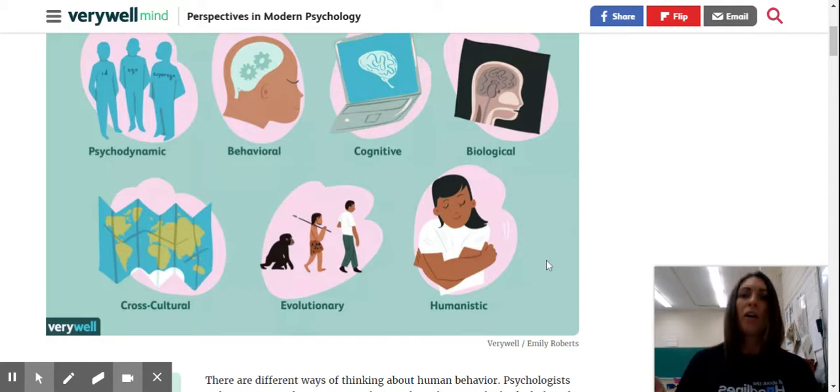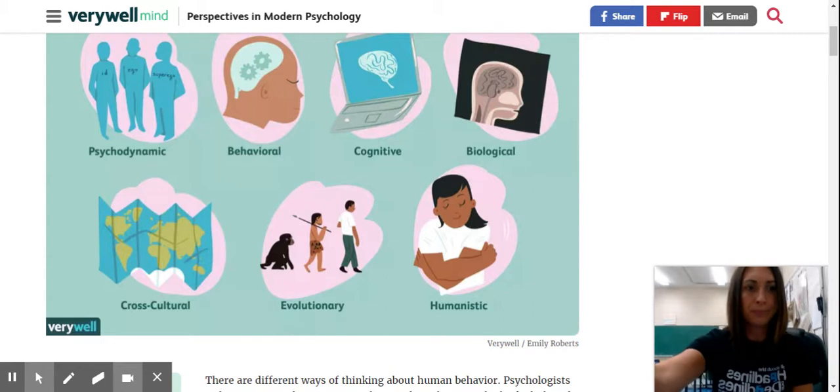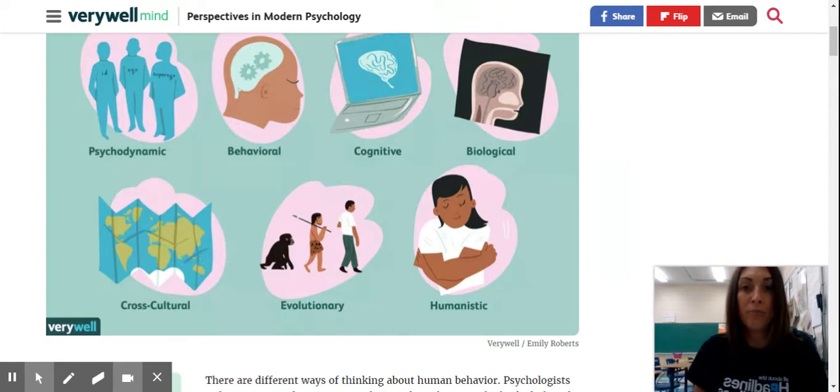If you look at the screen, you'll see that there's this graphic that has a number of different perspectives. Okay, so just kind of look with me. There's the psychodynamic perspective, the behavioral perspective, cognitive, biological, cross-cultural, evolutionary, and humanistic. Now, I do just want to jump in here and say that sometimes the behavioral perspective will also be called the learning perspective. So if you ever see that, don't get super confused. It's the same thing. And cross-cultural is sometimes called sociocultural. But again, I'm just mentioning that. We'll get into that later.